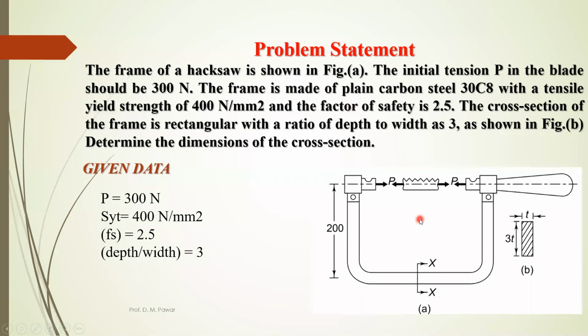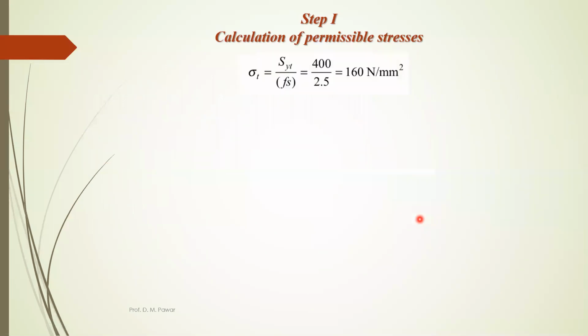So let us proceed to the solution. In this solution, step number 1 is the calculation of permissible stresses. In every design process, we need to find the permissible stresses first. So how to find permissible stresses? The permissible tensile stress is SYT divided by factor of safety. That is the fundamental equation. As SYT is given as 400 and factor of safety is 2.5, the allowable tensile stress is 400 by 2.5, that is 160 Newton per mm square.